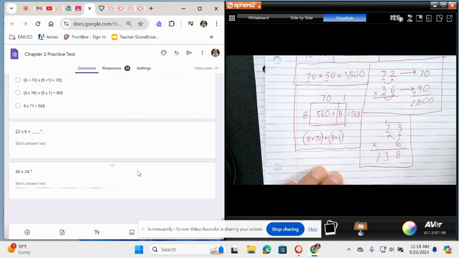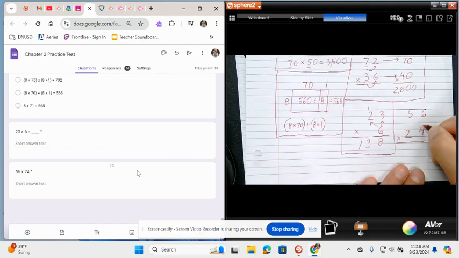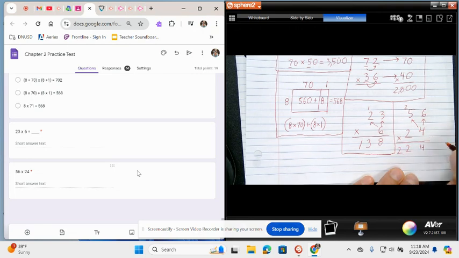Hopefully you're following along and writing everything Mr. Dauber's writing. The next one says 56 times 24. This is a 2-digit number by a 2-digit number. So we start by multiplying the ones place on bottom by the ones place on top. 4 times 6 is 24. Then we do the ones place on bottom by the tens place on top. 4 times 5 is 20, plus 2 is 22.